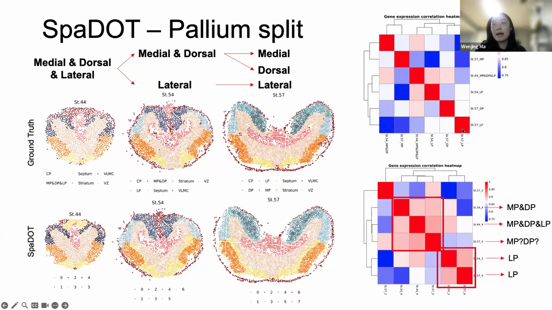I'm just trying to say that our method aggregates related regions across time points together, compared to the regions given by the original ground truth, because they just aggregate those from the same time stage together. For example, here they are from the last stage and they group the dorsal and lateral together. But in our analysis, we aggregate the lateral pallium across time points.